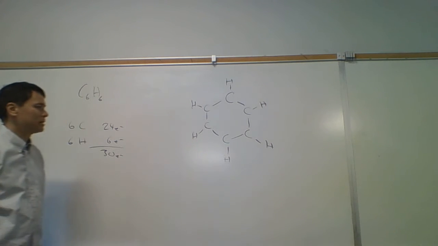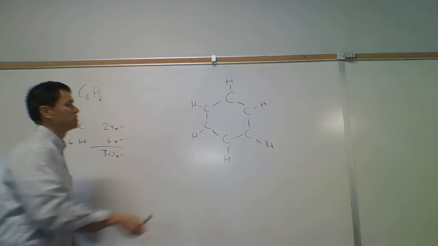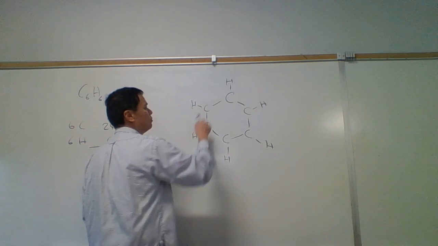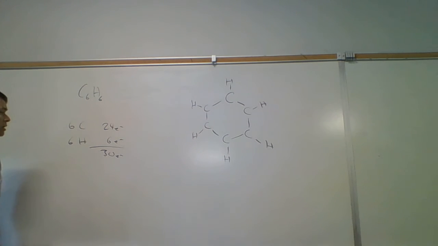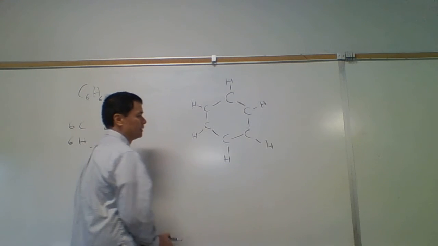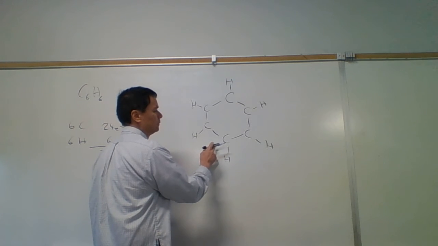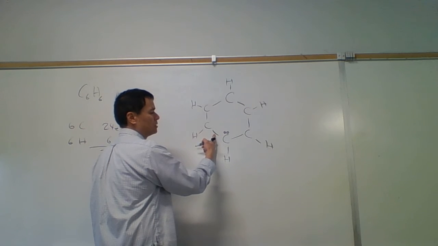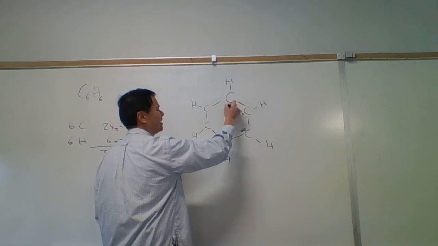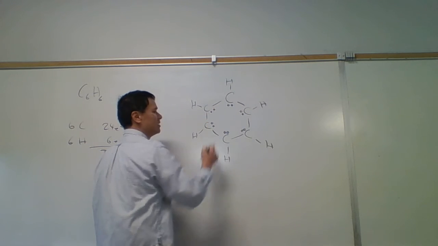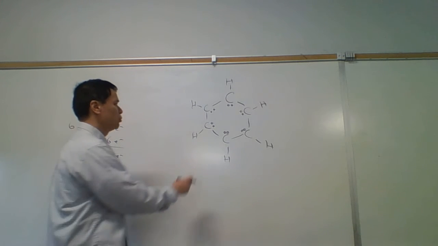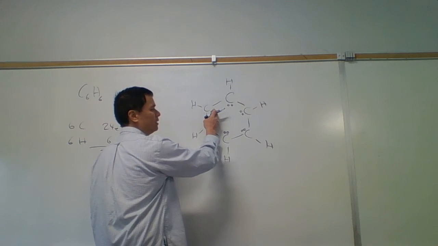So how many electrons does that take care of? Just count them. 2, 4, 6, 8, 10, 12, 14, 16, 18, 20, 22, 24. We've done 24 electrons out of the 30. So we need to complete the octets. Carbon would need 2 more electrons to complete the octet, so each carbon needs 2 more electrons. But we've used 24, so this would be 26, 28, 30.